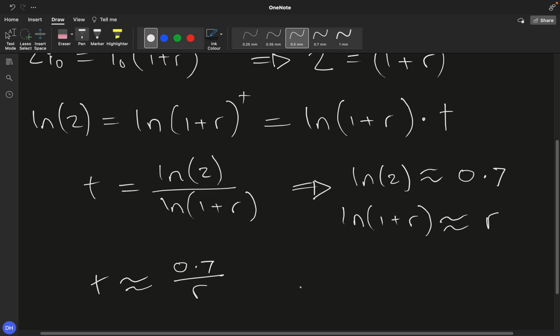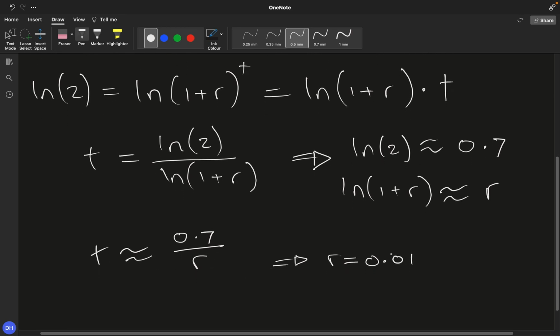So for example, if r is 1%, then it would be 0.7 on 0.01, which is 70. So it would take 70 years for our investment to double. If r was 2%, it would take 35 years for our investment to double, so on. As r gets bigger, it gets less accurate though, because our log approximation only holds for small r.